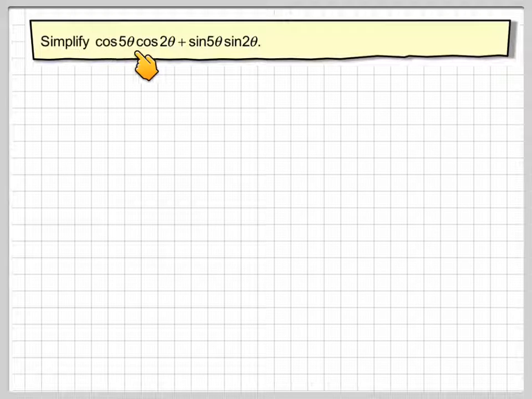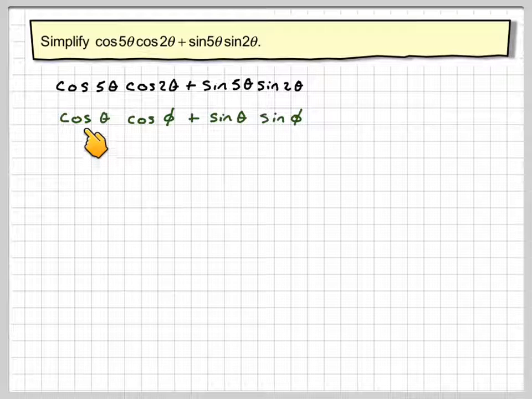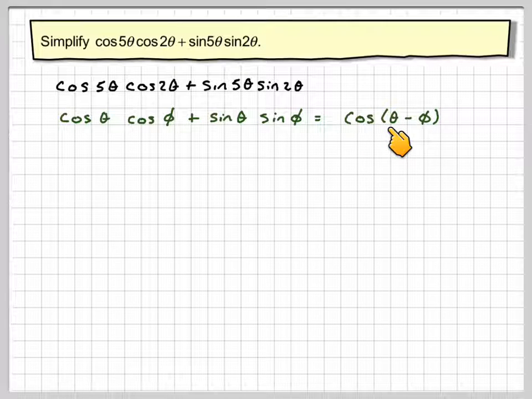Simplify cos 5θ cos 2θ plus sin 5θ sin 2θ. Now immediately we should recognise that we have to use the compound angle formulae, and this is why it's good to actually know them. So we know that cos θ cos φ plus sin θ sin φ is equal to cos(θ minus φ). Notice this is plus and this is minus when it's cos.